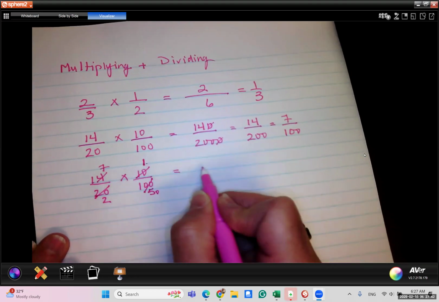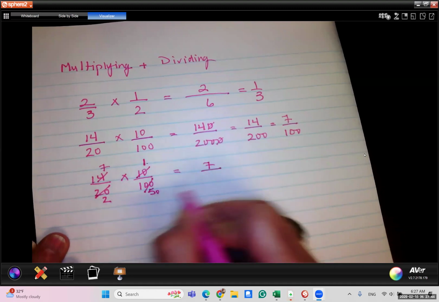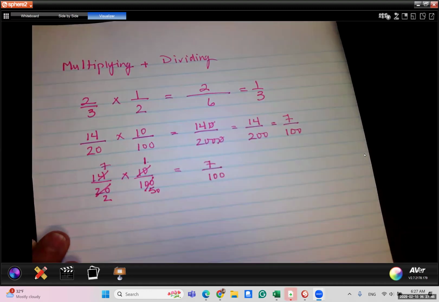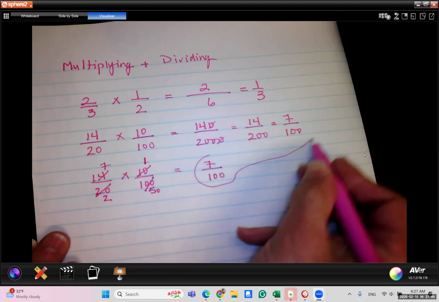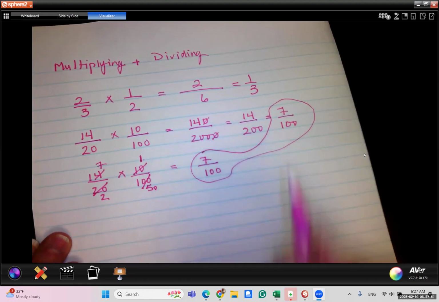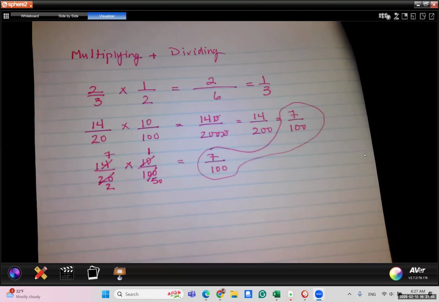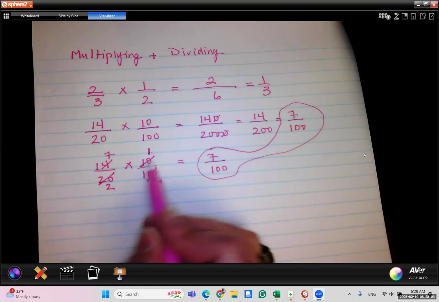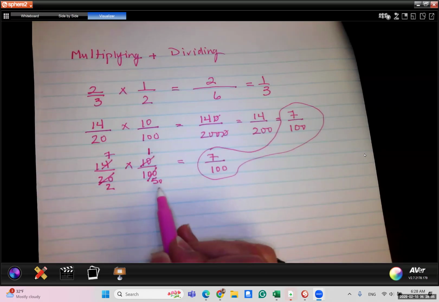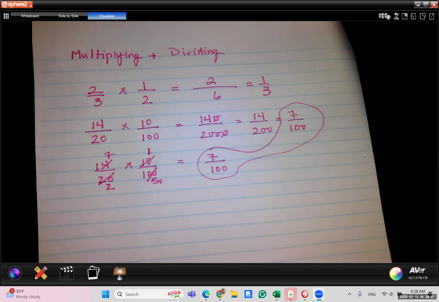1 times 7 is 7. And 2 times 50 is 100. And you notice that I got the same number, except that I reduced in advance. This takes practice, but if you can do it in advance, why not? Especially if there are numbers that are huge, you can do as much simplification as you want on top. Usually we do it across, not one in top and bottom, but that's also possible.